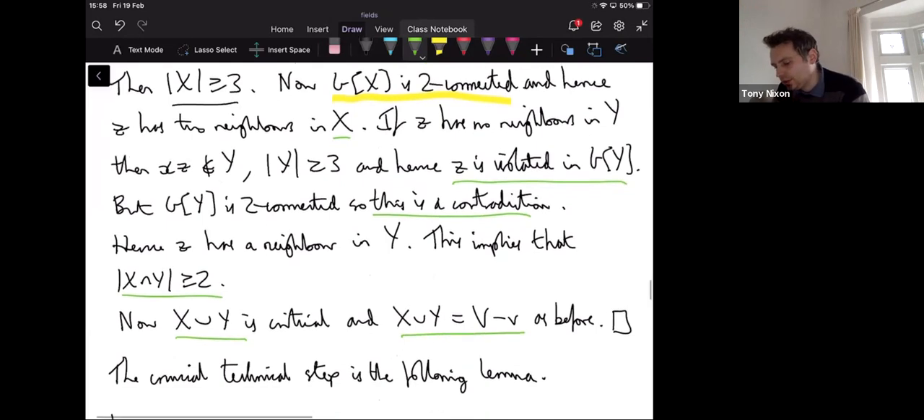Okay, so I should stop there. I was going to next get to the really key technical bit, but we'll delay that until next time, because I've already run quite far over.